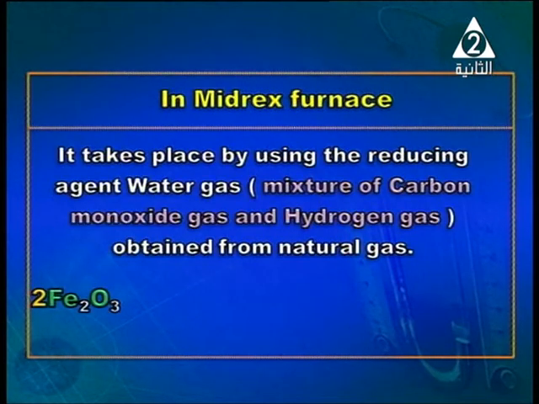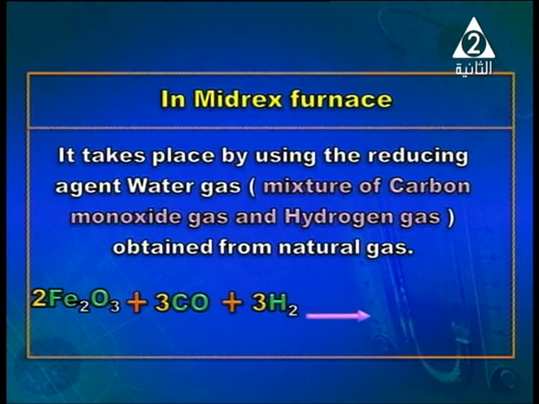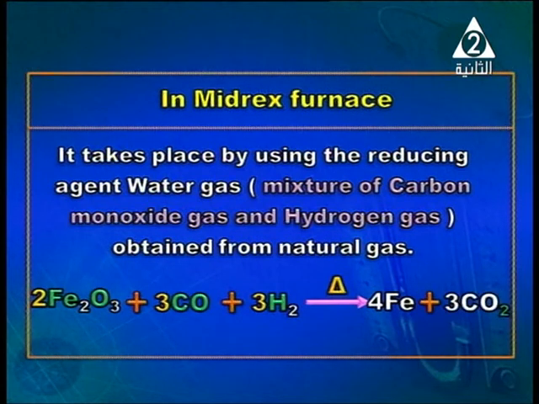While in Midrex furnace, it takes place by using the reducing agent water gas, which is a mixture of carbon monoxide gas and hydrogen gas obtained from natural gas. So 2 hematite molecules, 2Fe2O3, react with 3 carbon monoxide and 3 hydrogen, which is the mixture called water gas, to produce 4 iron plus 3 carbon dioxide and 3 water molecules.